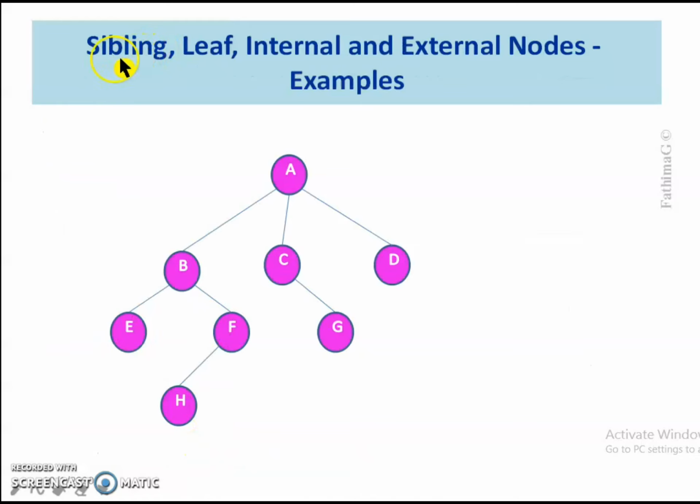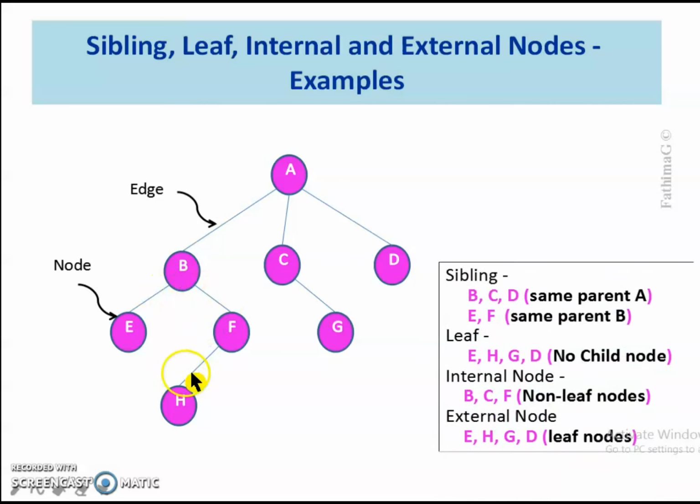Let us visualize the terminologies with an example. In a tree, each individual element is called as node. The connecting link between any two nodes is called as an edge, which is shown here.